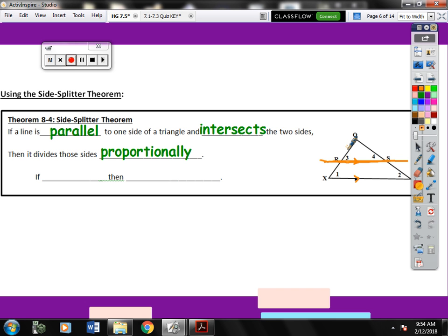Okay, so I have if RS is parallel to XY, and this side splitter actually creates the proportion for you. It'll be QR over RX equals QS over SY. So if you extend this, like you'll have numbers here, it'll just be 2 over 3 equals x over 6. So it actually writes the proportion itself.